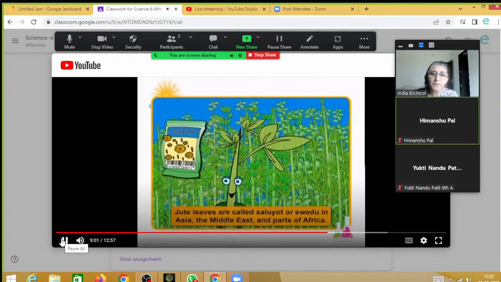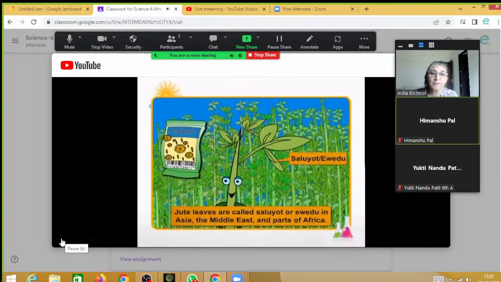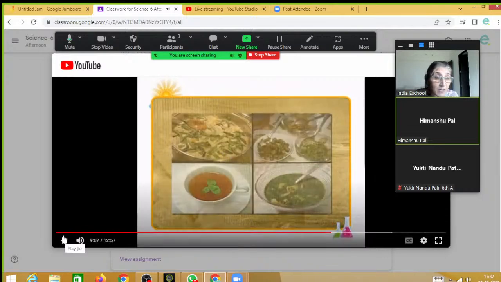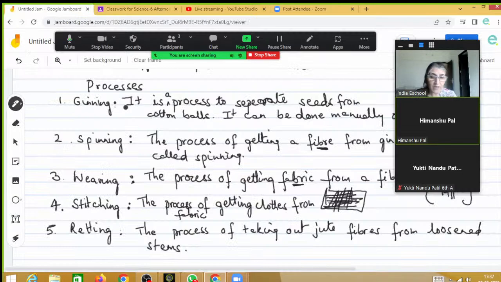They are called saluot or ividu in Asia, the Middle East and parts of Africa. Saluot बोलते हैं उसको, leaves को. Jute leaves are called saluot. लिख लो, jute leaves, so that we know. This is some extra information जो book में शायद नहीं दी होगी. But we'll anyway write it down.